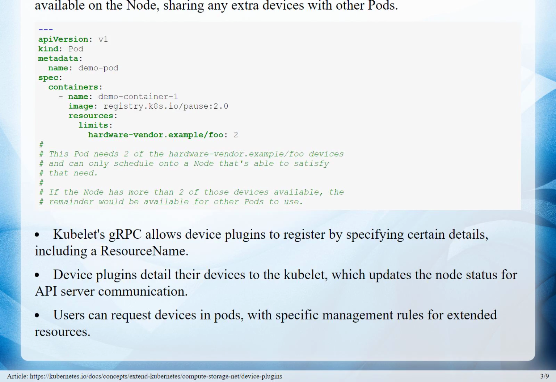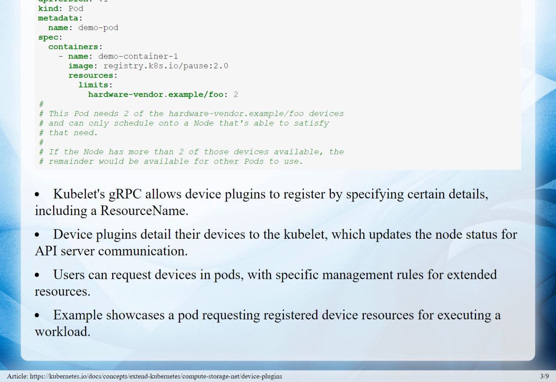Devices, managed as extended resources, can be requested by users in a pod specification. The management of these resources slightly differs since they can only be represented as integers and not overcommitted. Moreover, devices are not shareable among containers. Example: if a device plugin registers hardware-vendor.example/foo, a pod can request this resource to execute a particular workload. The nodes with this plugin will reflect these capacities in their status.